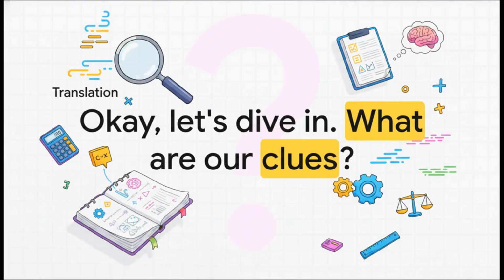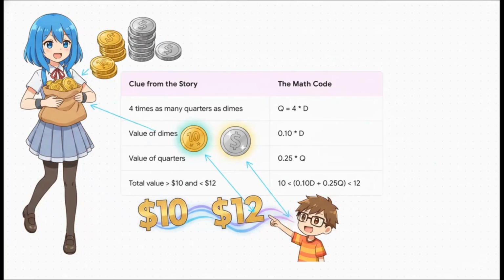So, what's our first move? We go right back to step 2, translation. We've got to pull out those key phrases from the story and turn them into something we can actually work with. So what are the most important pieces of information here? And this is just perfect. Look how beautifully this illustrates the whole process. Every single clue from the story has a direct translation into math. 4 times as many quarters as dimes just becomes Q equals 4 times D. The total value is just adding up the value of the dimes and the quarters. See what we did? We just turned a confusing story into a clear, solvable equation.